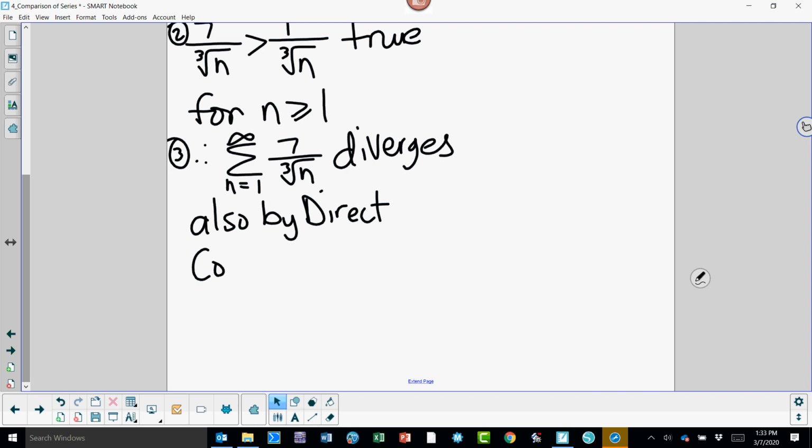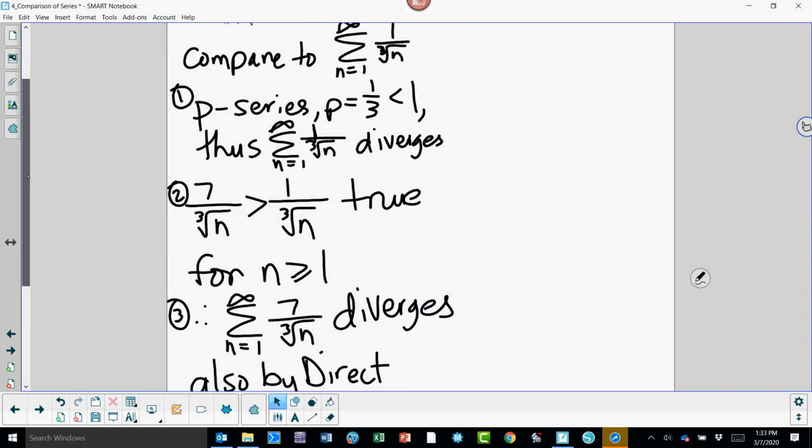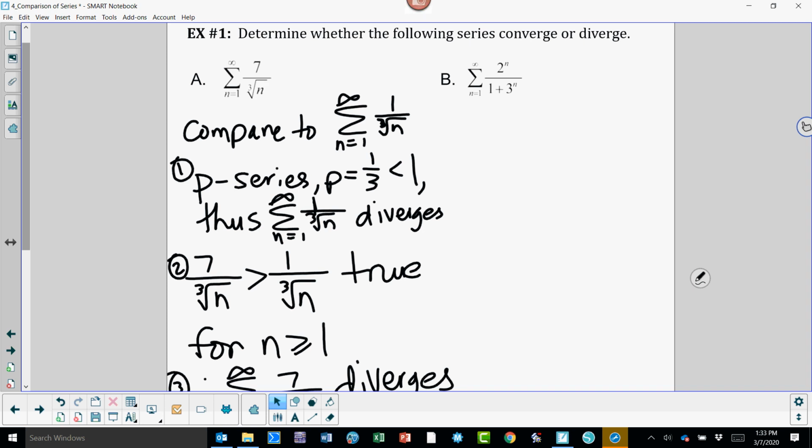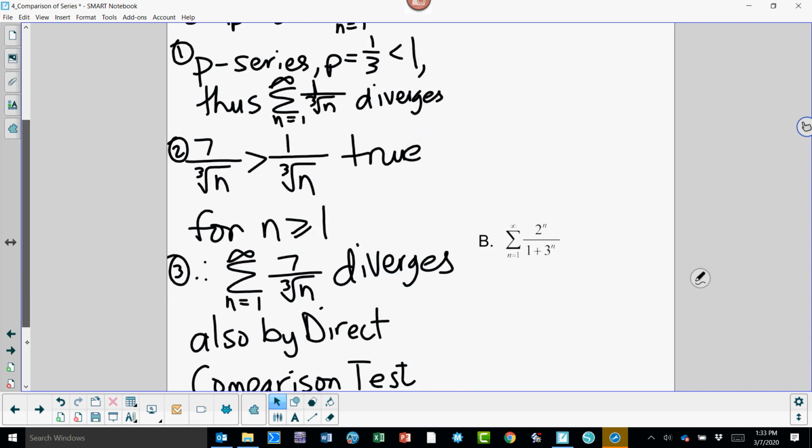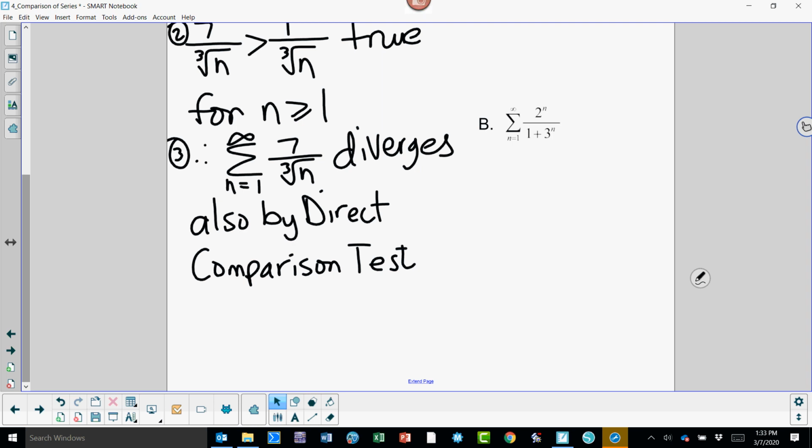Okay, so basically what we learn is they both do the same thing. That's why I like to use the word also. It reminds me I compared it. So the series I picked diverges, so this one does too, as long as I meet the criteria. All right, so let's do this other one. I'm going to move it on my screen here, but you have it in a separate box there. So we're going to try this one.